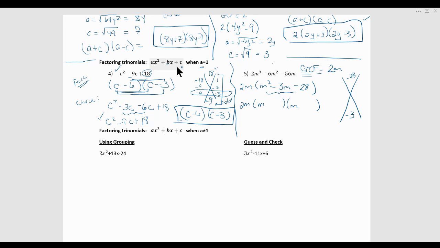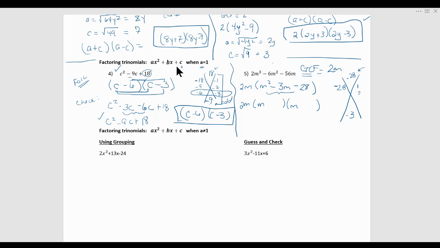I'm going to have a 28 and 1. Well, I know that's not going to add up to give me a negative 3. One of them is going to have to be negative in order to multiply together to give me a 28. So I'm going to make my larger one a minus, because when I add them together, I have to get a negative number. So I'm going to make my largest factor the negative and my smaller factor the positive. So negative 28 and 1.